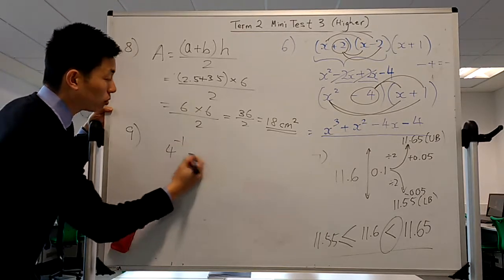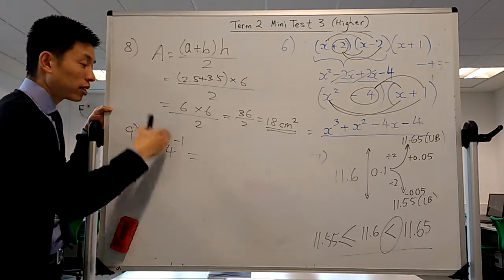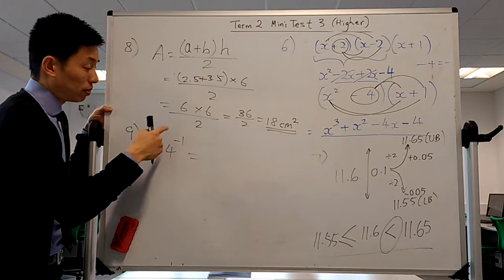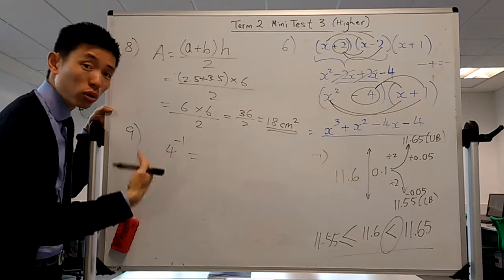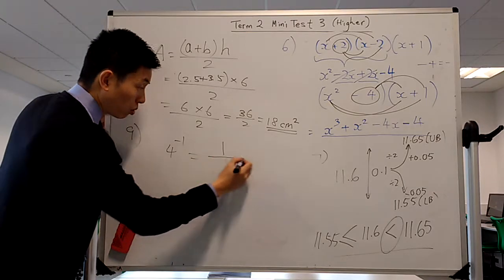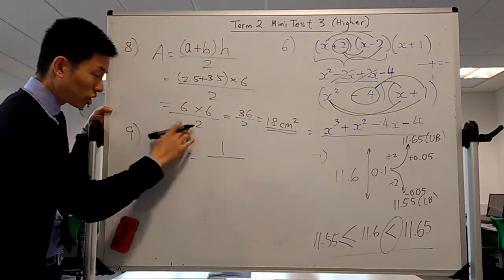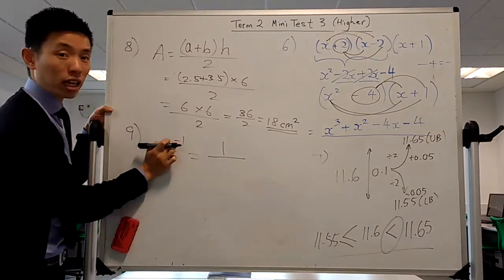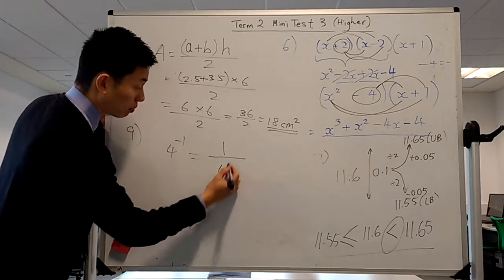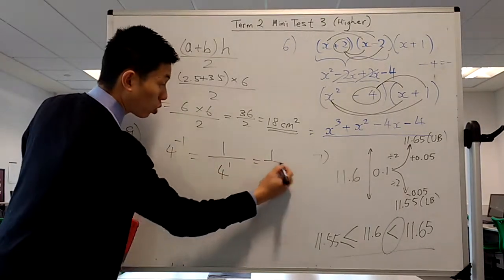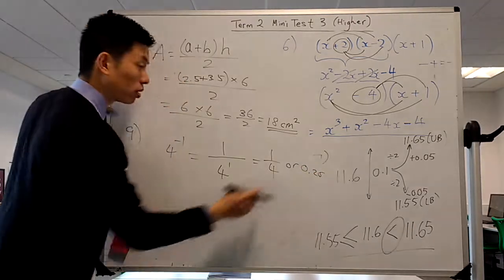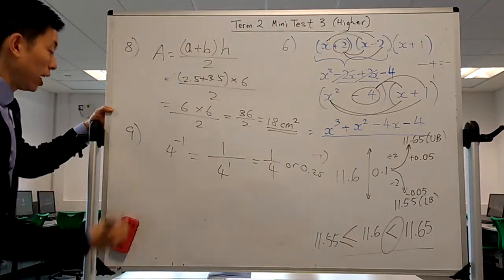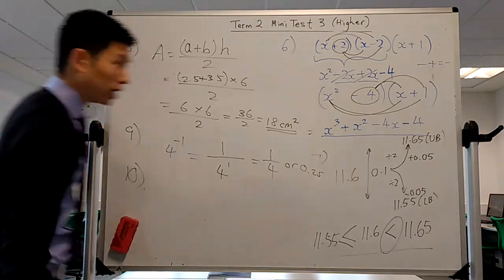4 to the power minus 1, most of you know this now, to turn negative indices into positive, use something called the reciprocal. 1 over the same thing will make the negative become a positive, which means it's 1/4 or 0.25 if you want. Okay?